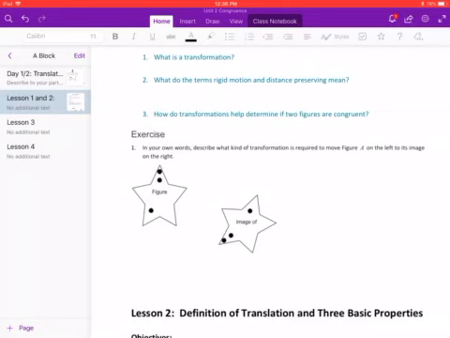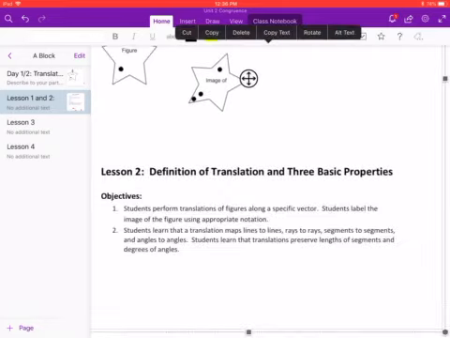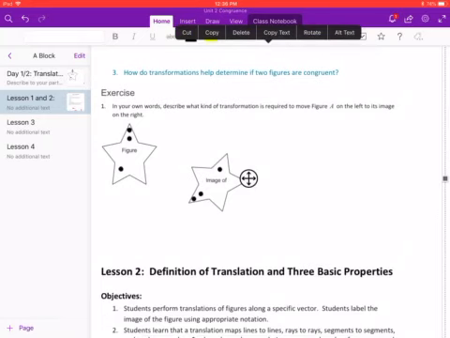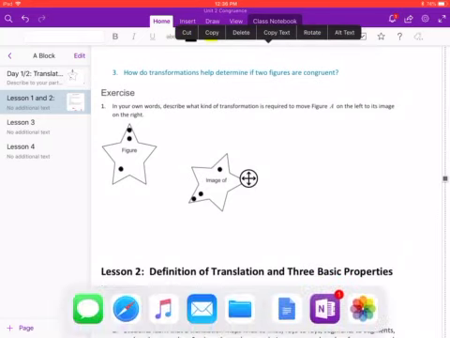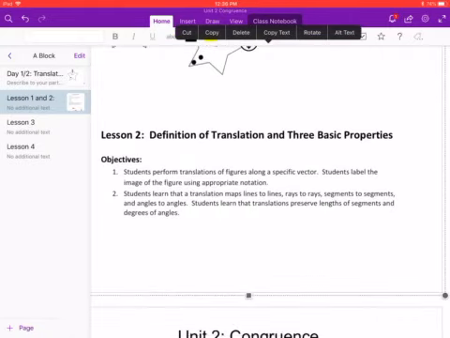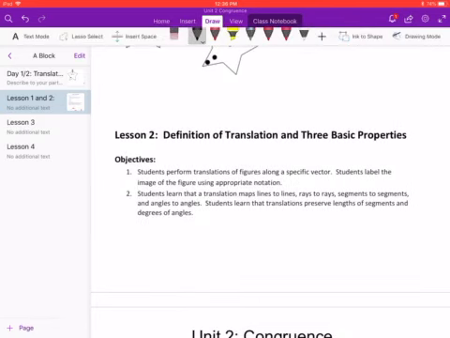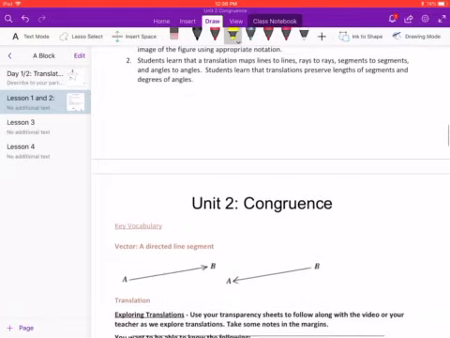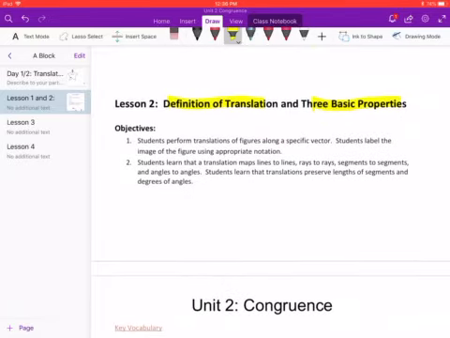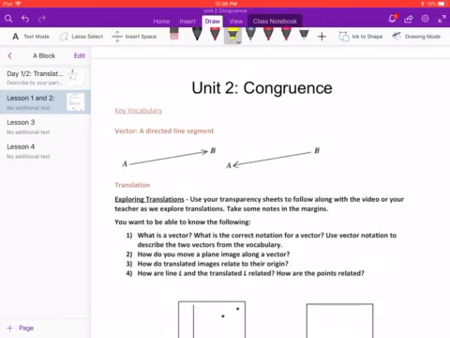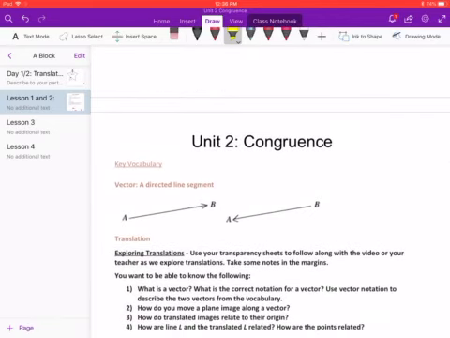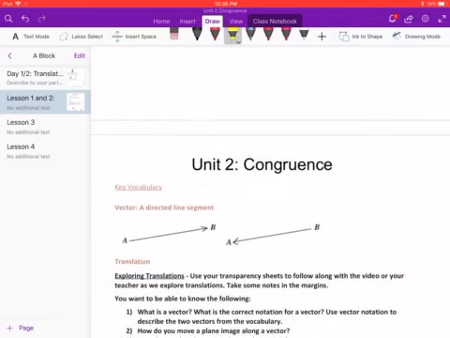Now try to do this exercise on your own and describe it to a partner. All right, after you write it out, describe it with a partner, and then continue moving on down through the worksheet. Lesson 2, which is now we're going to talk about the definition of a translation specifically. Not everything, we're just going to talk about the definition of a translation and the three basic properties. So at this point, you can work through that on your own. And I'm going to do another video for lesson 2.